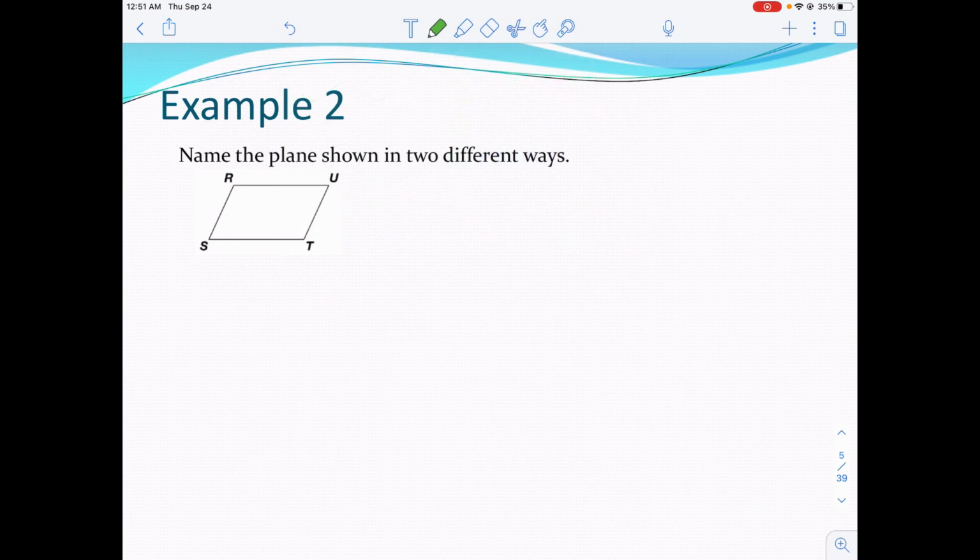All right, you should have paused it and named your plane. I'm only going to give a couple options because there are many options, and most of them are probably right as long as you're writing 3 non-collinear points. So here we go. Plane RSU, plane RUT.